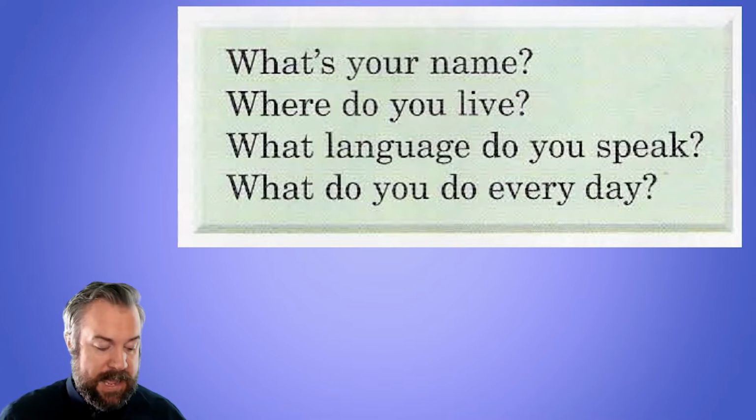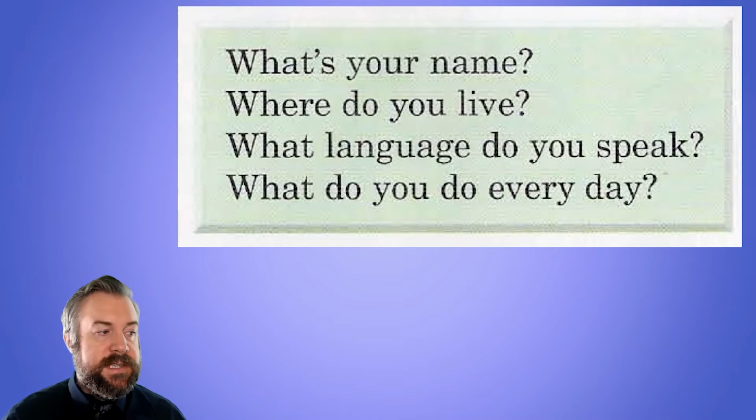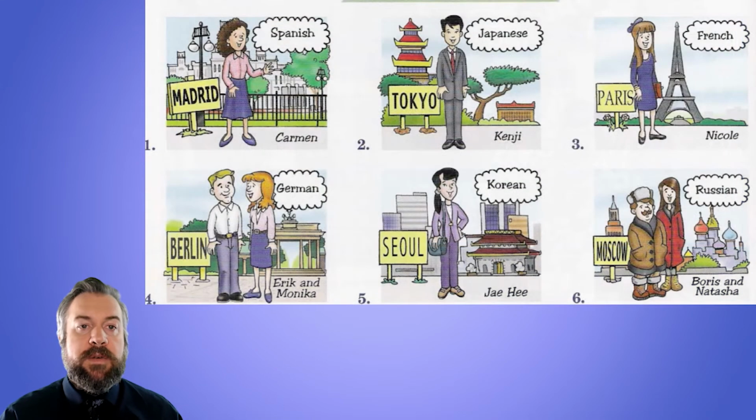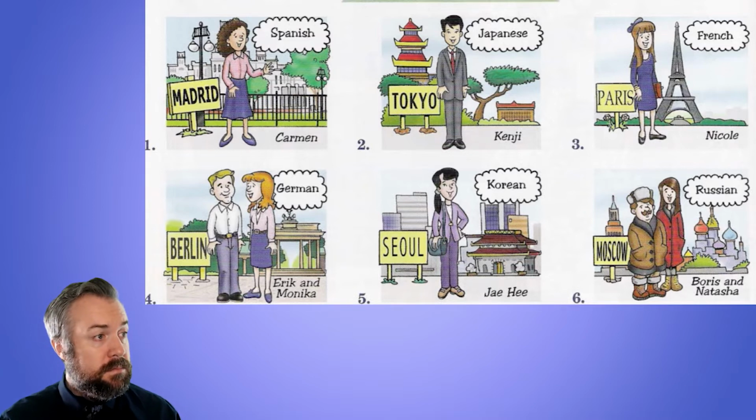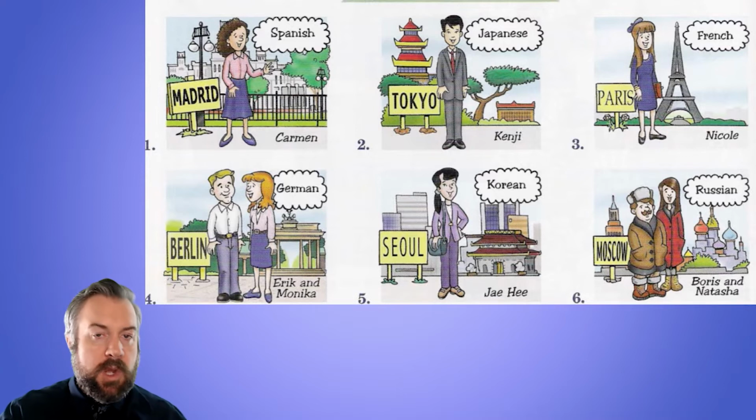Let's have a look at some examples of other people in other countries. Our first example, number 1, is Carmen. Carmen is in Madrid and she speaks Spanish. So, the first question, what's your name?